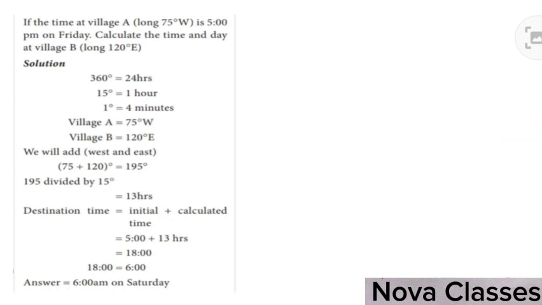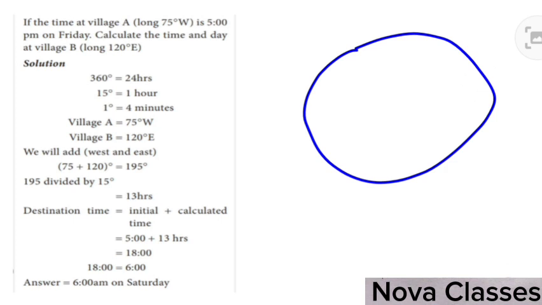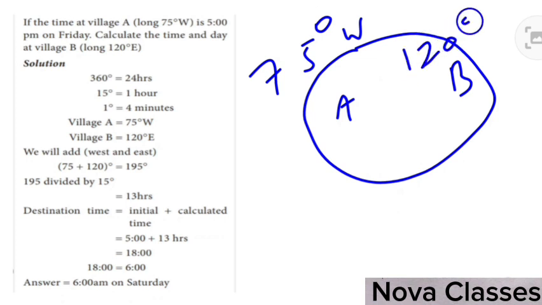So this is a question: village A, that is at longitudinal extent 75 degrees west, is 5 p.m. on Friday, and calculate the time on the same day in village B, that is at 120 degrees east. Suppose that this is A and that is B. So it is 75 degrees west, and that is 120 degrees east.